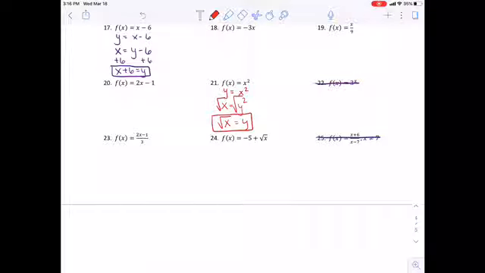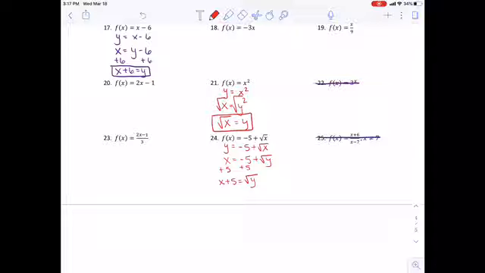Last but not least, I'd like to talk about number 24. So again, I'm going to write it as y equals -5 plus the square root of x. To find an inverse function, my first step is to switch the x and y. So this becomes x equals -5 plus the square root of y. Now I want that square root alone, so I'm going to add the 5 over to the other side. That gives me that x plus 5 equals the square root of y.